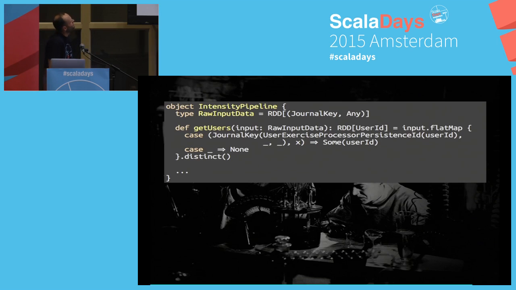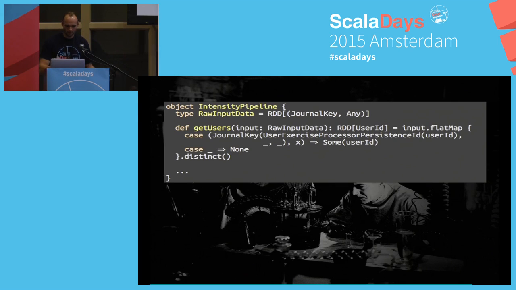Now, how can we possibly do that? Well, remember that user exercises processor is an instance per user. So its persistence ID ties it to that specific user ID. And so I can just pull it out and have the user ID. So I'm holding this user ID, really a Java UUID of the user that has done that exercise.